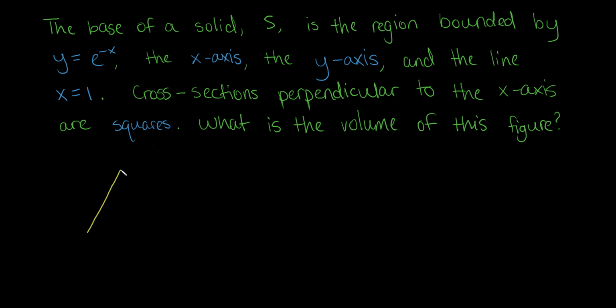Let's get our y-axis. Let's get ourselves an x-axis and a z-axis. Good, I've drawn my axes straight. I've done that so many times. Okay, so first of all, we have all of these 4 constraints here: y equals e to the negative x, the x-axis, y-axis, and the line x equals 1.